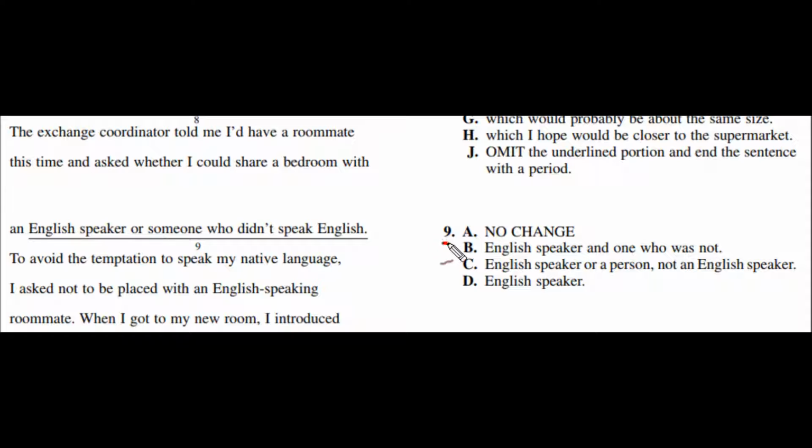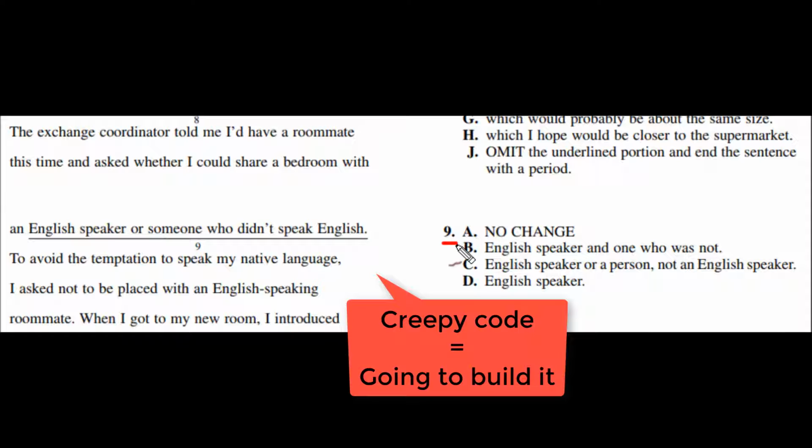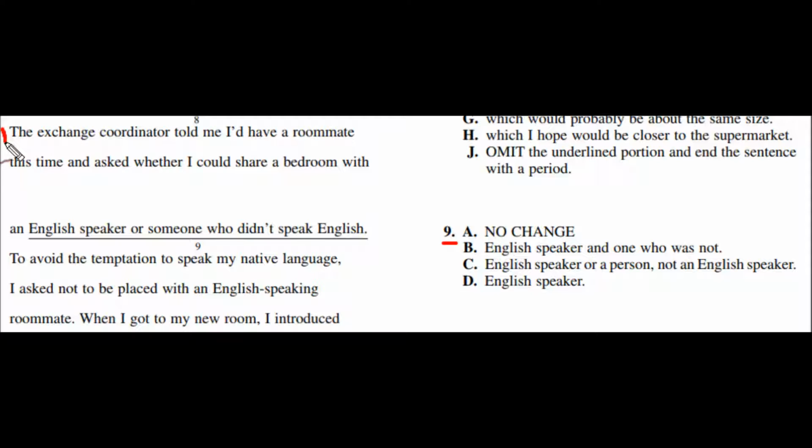So problem number 9 illustrates the concept of the razor blade. The beginning of the sentence that we're dealing with here starts with the and goes all the way down over here to roommate. The underlined portion for number 9 is right here. It says the exchange coordinator told me I'd have a roommate this time and asked me whether I could share a bedroom with an English speaker, or someone who didn't speak English.